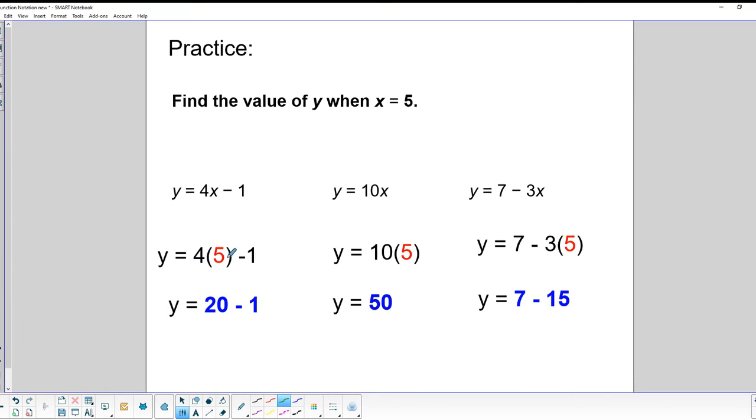So 4 times 5 is 20. 20 minus 1 is 19. On the next one, it's just 10 times 5, which is 50. So that is the final answer. And then on the third one, we got 7 minus 3 times 5, and 3 times 5 is 15. And 7 minus 15 is negative 8. So that would be your y value in each case for those 3 problems.